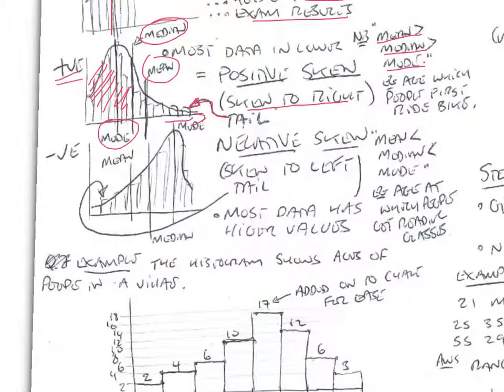The third type of shape is a shape which has a negative skew, and it's skewed to the left. The tail is on the left. It's a negative skew, and in this case the mode is greater than the median, greater than the mean, or you can say the mean is less than the median, less than the mode. So for a normal distribution, mean equals median equals mode. For positive skew, mean is greater than median, greater than mode, and for negative, mean is less than the median, less than the mode.